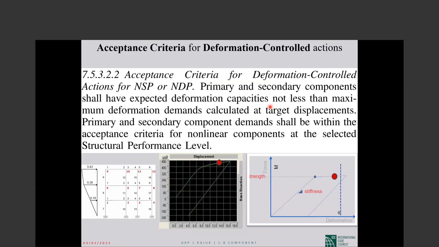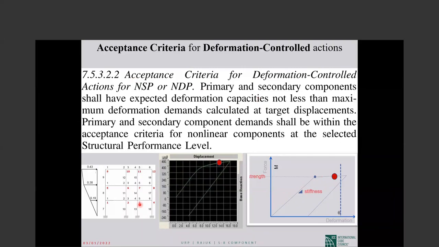Deformation is plastic deformation capacity. Capacity is not a big deal. If they pass this point, it's not that they are not accepted. No, but we look at their deformation capacity. If the demand is this point, does it have this much capacity? This much deformation capacity?